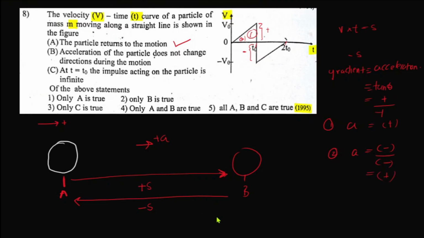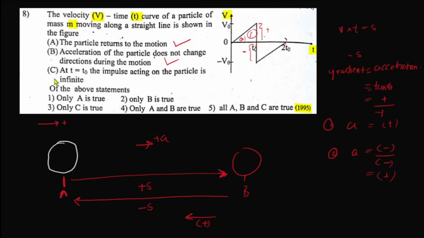So when it is returning back also, it has a positive acceleration, even when it is moving forward and returning back. In both cases, the accelerations are the same. It is simply an acceleration, not a deceleration. So therefore this is correct. It doesn't change, right? Therefore, that is also correct.